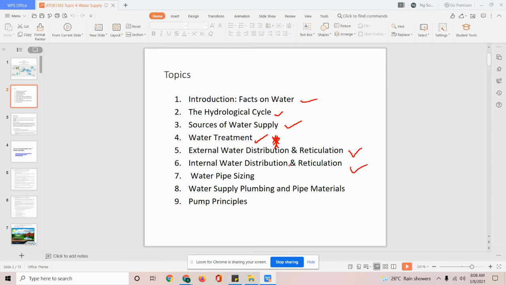So this is more towards what is the system that we employ for our water supply system, meaning the piping system. And then the sizing of the pipe. So what size is available and why. Then we have our supply plumbing and material and pump principle. So when it goes out to here and here, you'll be not so generalized. You'll be more specific.